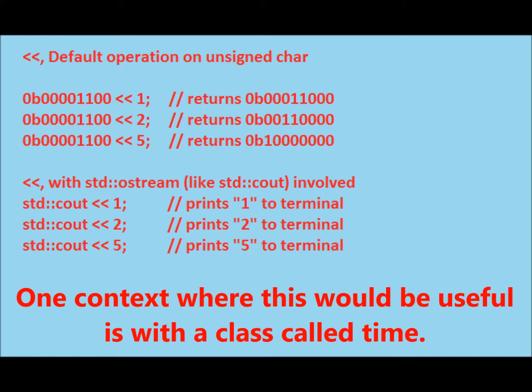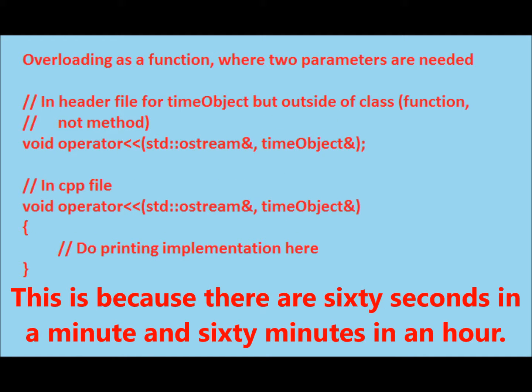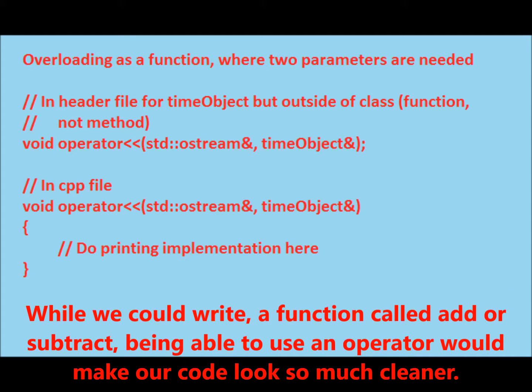One context where this would be useful is with a class called time. This is because there are 60 seconds in a minute and 60 minutes in an hour. While we could write a function called add or subtract, being able to use an operator would make our code look so much cleaner.